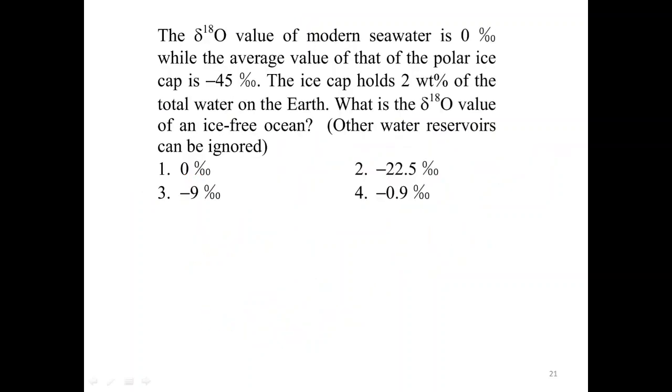All right. The delta 18O value of modern seawater is 0 parts per mil, while the average value of that of polar ice cap is 45 parts per mil. The ice cap holds 2 weight% of total water on the earth. What is the delta 18O value of an ice-free ocean?